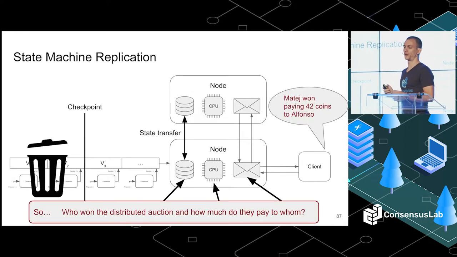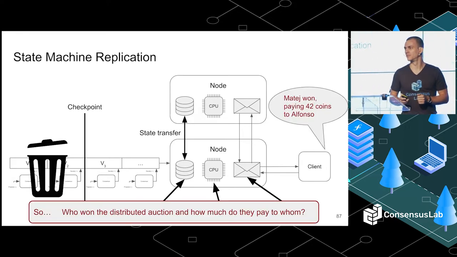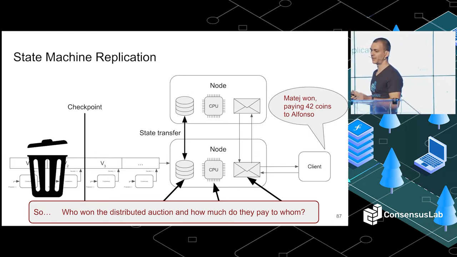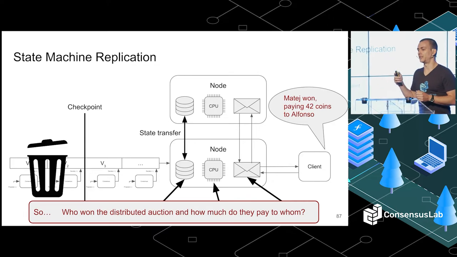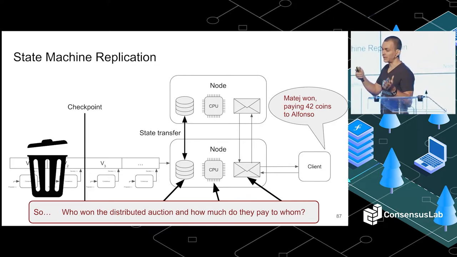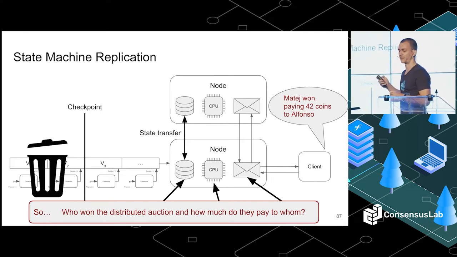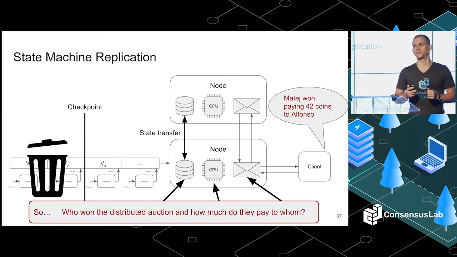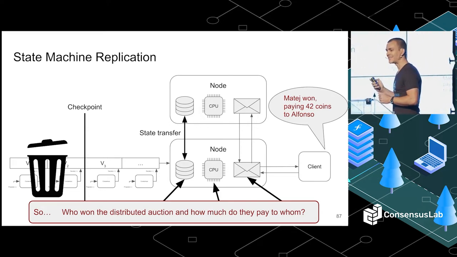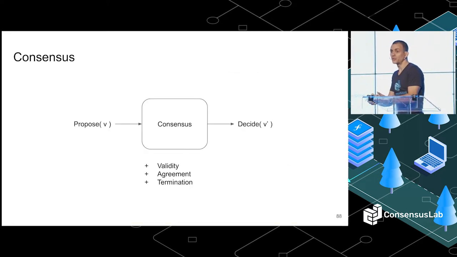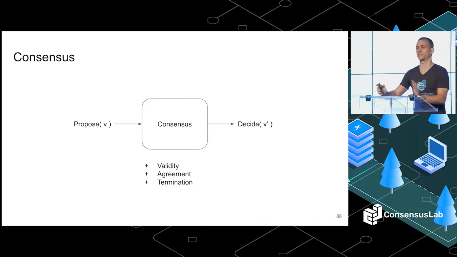So, who won the distributed auction, and how much do they pay to whom? Well, now we actually agreed on some values, we ordered them, we put them in some state, we interpreted the state, we performed some execution, and the result of the execution can be interpreted in some application-specific way. Then the client can actually ask the node and say, okay, I won the auction, and I pay 42 coins to Alfonso. So this is state machine replication, and this is what we need to do in the end. But this is not the same as consensus. Consensus is just what you see.